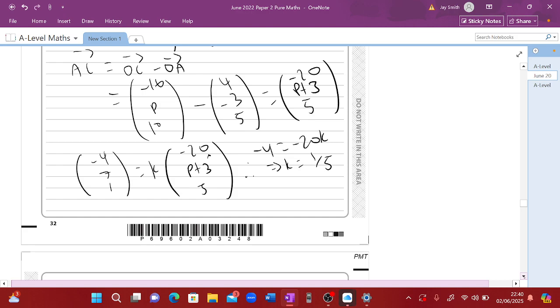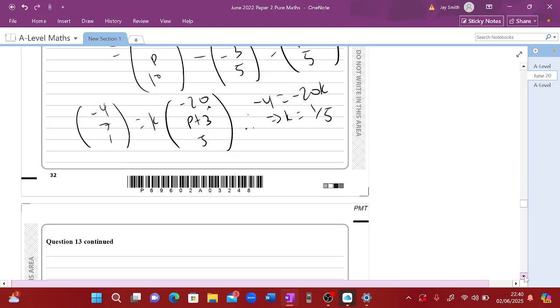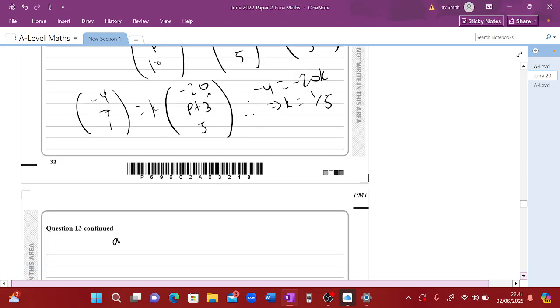Okay, and then compare the second equation with a p. I'm going to write it down here. So I'll compare the first component, right? Minus 4 is k lots of minus 20. Then I can do the same for the second component. So 7 will be equal to k, but we know what k is, it's a fifth, of p plus 3. I can times by 5 to get rid of it, so 35 is p add 3. Therefore, p would be 32.